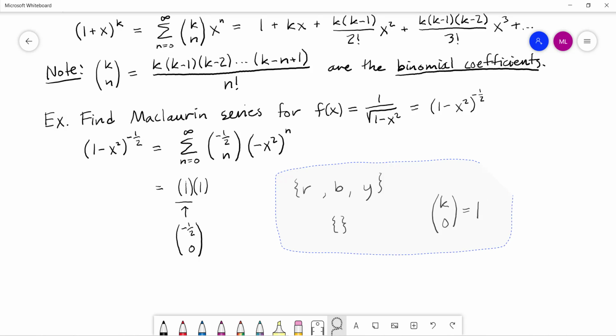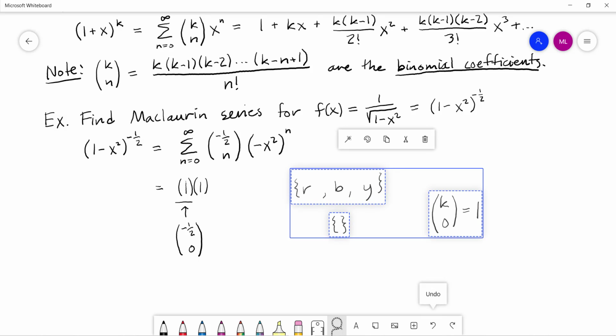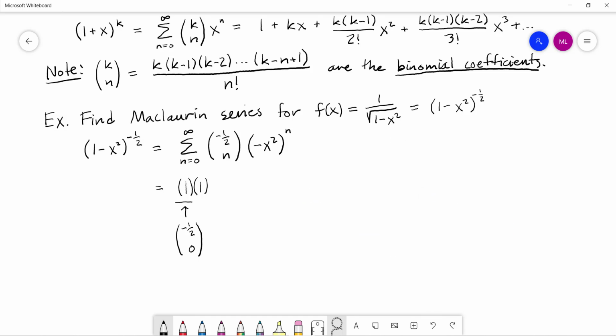So let me erase these and delete that. And let's look at the next term. The next term will hopefully start to make a little bit more sense. So that was our first term. Now I need to go to the case where n is equal to 1. We've done n equals 0. Now let's go to n equals 1.